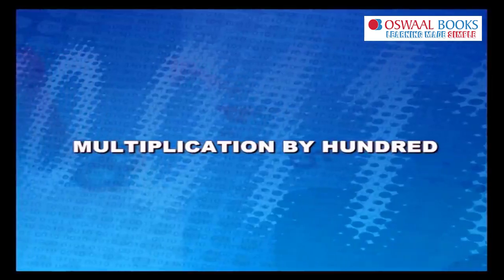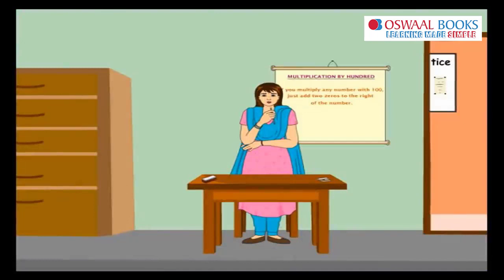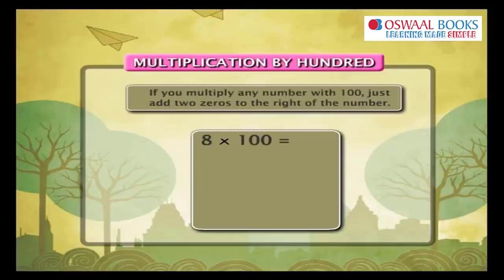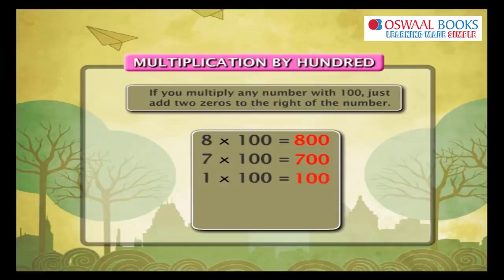Multiplication by 100. If you multiply any number with 100, just add 2 zeros to the right of the number. For example, 8 into 100 will give you 800. 7 into 100 is equal to 700. 1 into 100 is equal to 100. 3 into 100 is equal to 300. 5 into 100 is equal to 500, and so on.